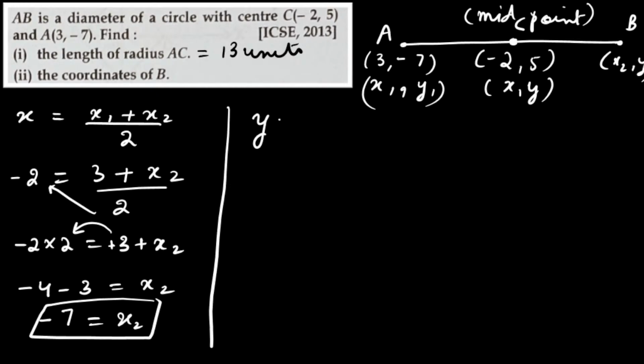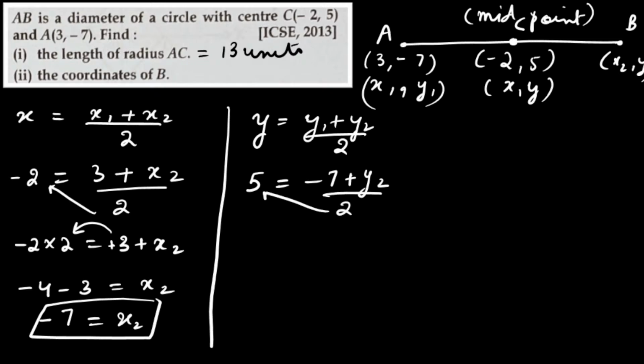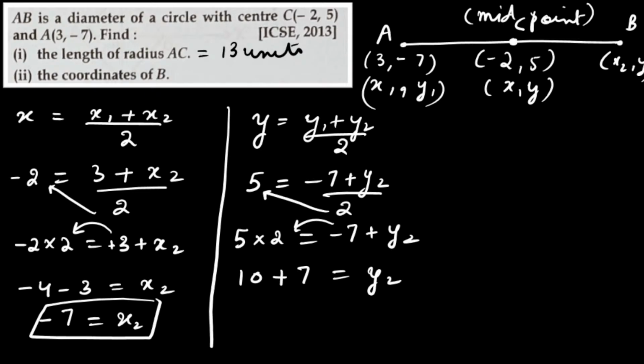Let's find the y coordinate, or ordinate, of B. (y1 plus y2) by 2. y's value is given to us as 5. I am just substituting. y1 is minus 7, y2 is y2, by 2. We'll shift 2 to the other side. 2 here is getting divided, when we shift it, it will get multiplied. 5 into 2 is 10, equal to minus 7 plus y2. When minus 7 shifts to the other side, it will become plus 7. So 10 plus 7 is 17, which is equal to y2.